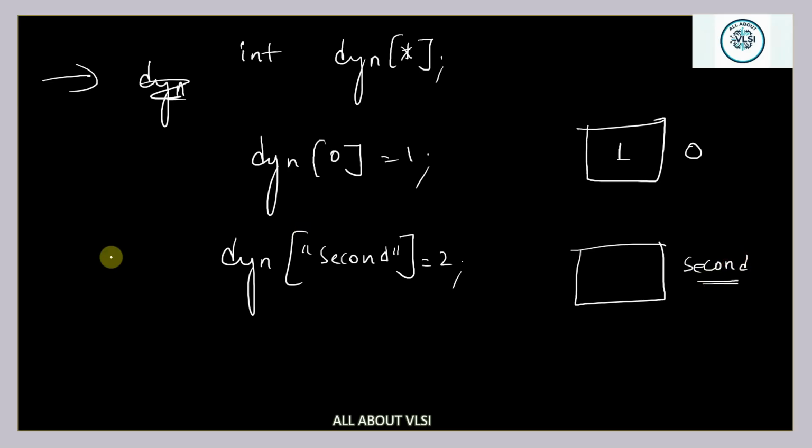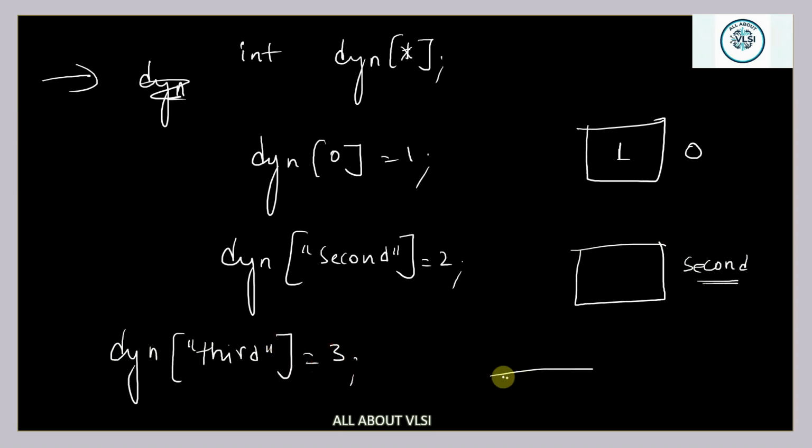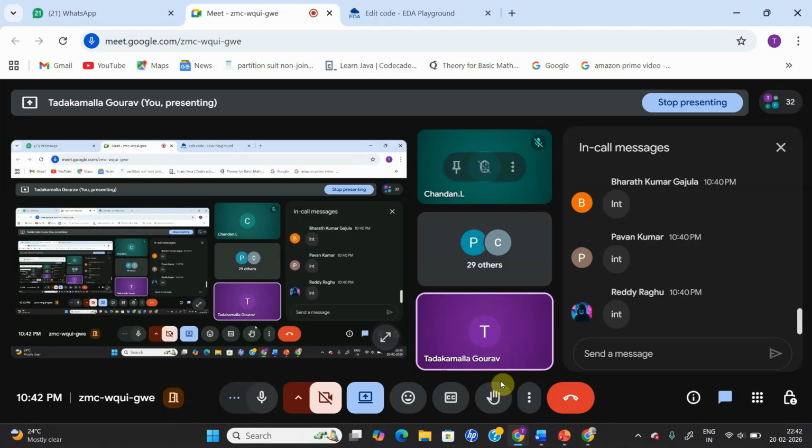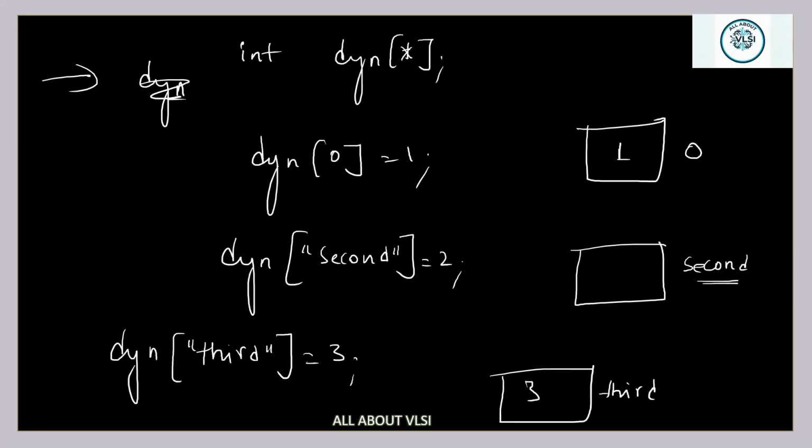This is a special feature which is not present in your dynamic arrays and normal fixed arrays. Let's say if I write dyn third like this, then a memory location will be created whose index is third, and the element will be stored in this particular array. Not only int and string, you can have any data type as an index. That is the specialty of this associative array.